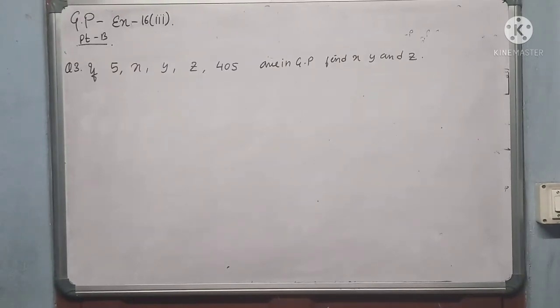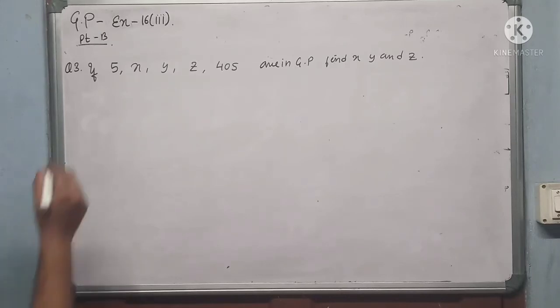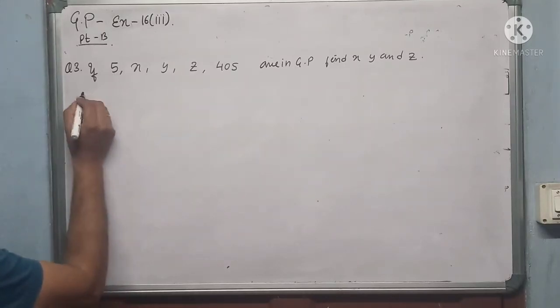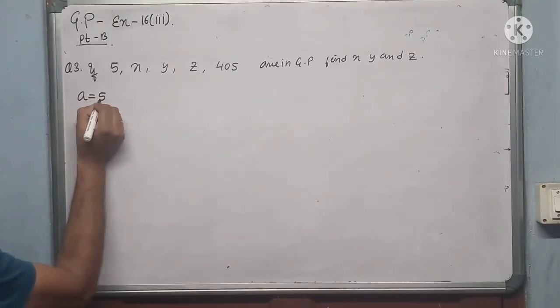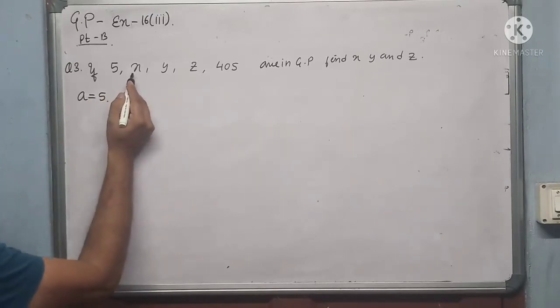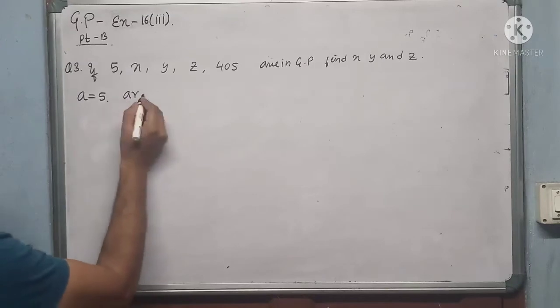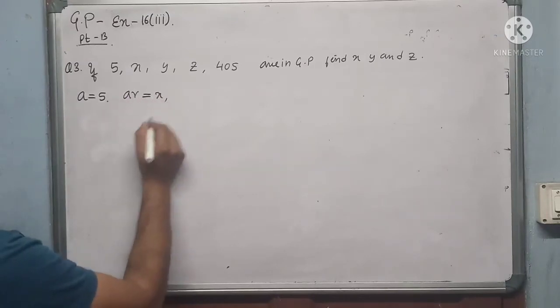If 5, x, y, z and 405 are the first 5 terms of GP, find the value of x, y and z. Now these are the first 5 terms of GP. So I'll consider the first term A equal to 5. This one is the second term. Second term we can consider ar is x.